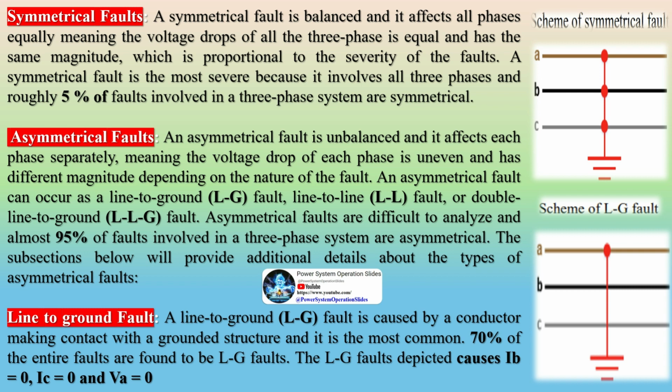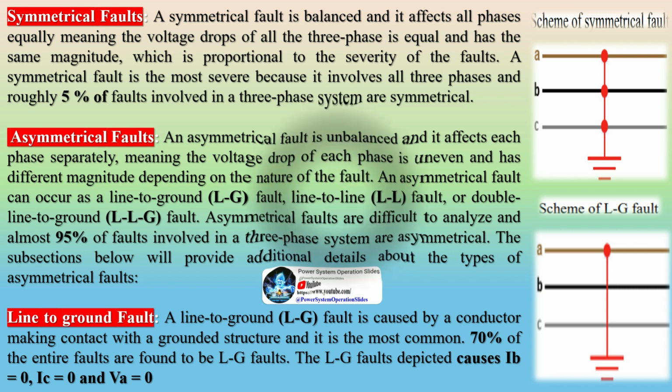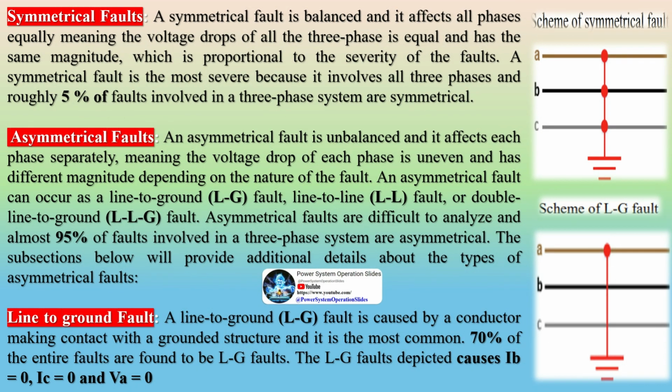Asymmetrical faults. An asymmetrical fault is unbalanced and it affects each phase separately, meaning the voltage drop of each phase is uneven and has different magnitude depending on the nature of the fault. An asymmetrical fault can occur as a line-to-ground LG fault, line-to-line LL fault, or double line-to-ground LLG fault. Asymmetrical faults are difficult to analyze, and almost 95% of faults involved in a 3-phase system are asymmetrical. The subsections below will provide additional details about the types of asymmetrical faults.